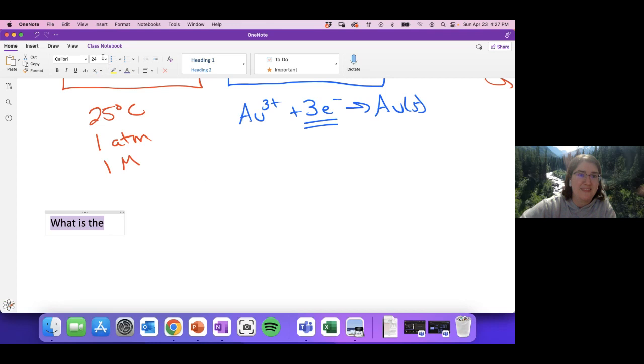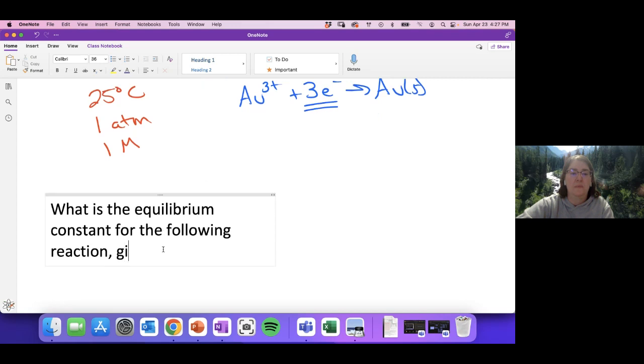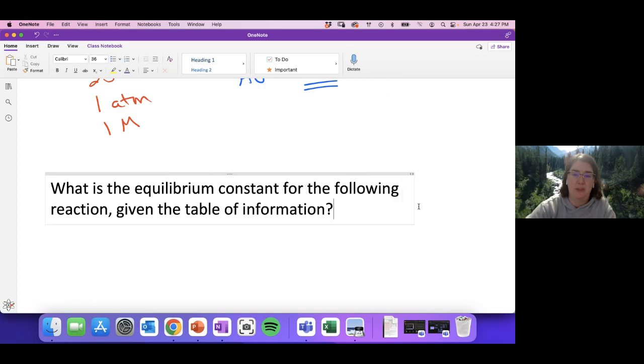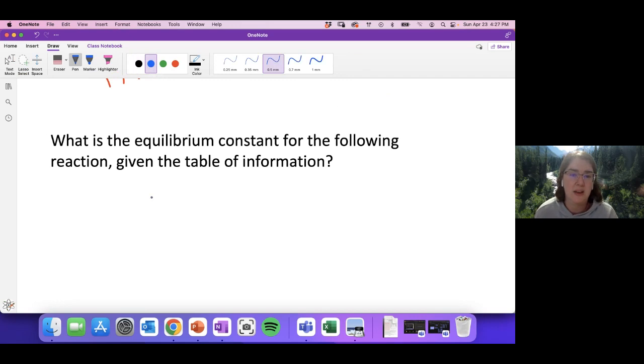I prepped electrochemistry. What is the equilibrium constant? Equilibrium constant, there we go, for the following reaction, given the table of information. So I am just going to make everything up with A's and B's, but this will work. So we're just going to go with something like 2A goes to B, equilibrium constant. So it goes back and forth.